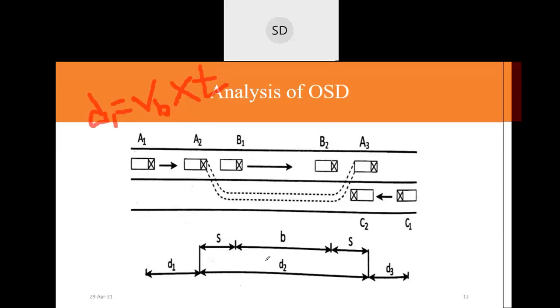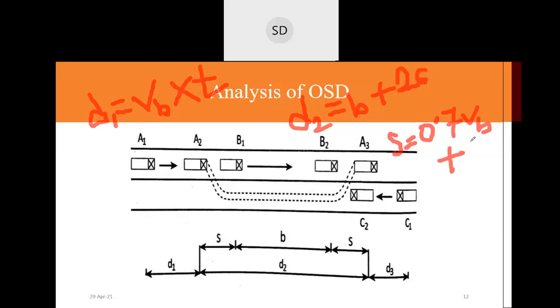Now what about d2? d2 is b plus 2s, where s is equal to 0.7 vb plus 6. That is the value of s.